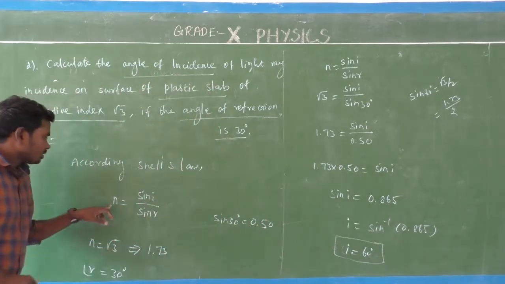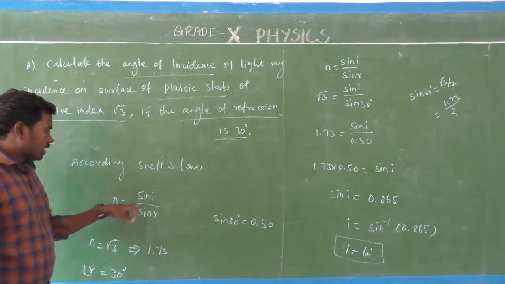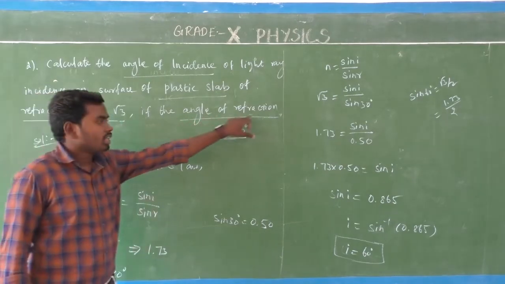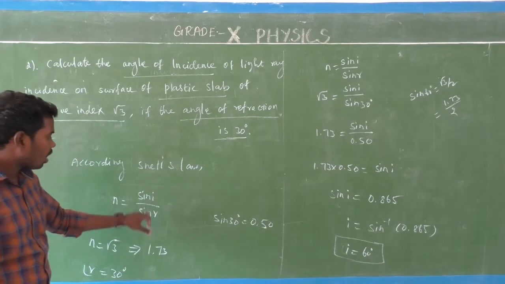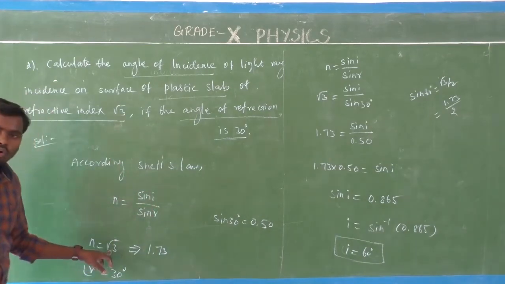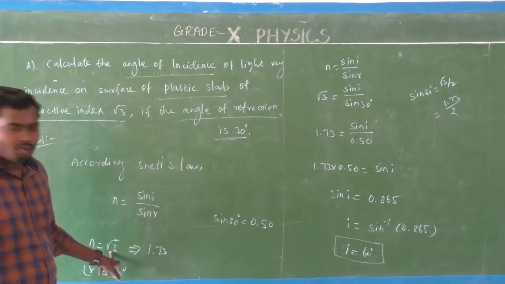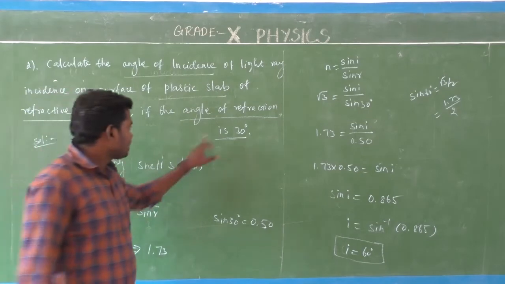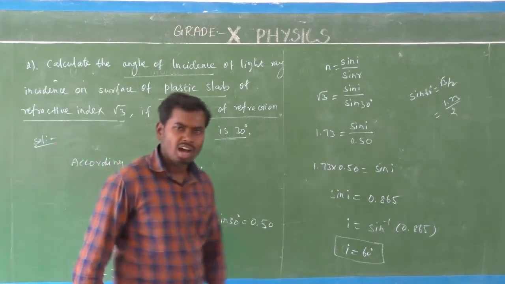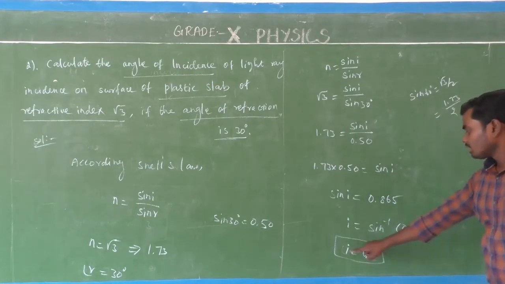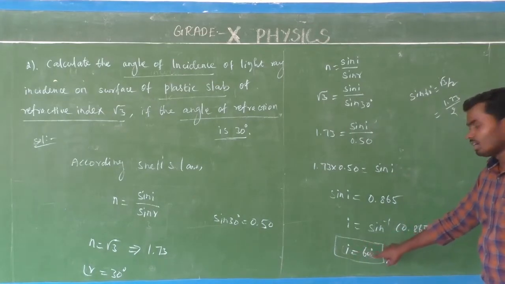Again, students, in this sin i divided by sin r, we know the refractive index value, then we know the angle of refraction. So we need to calculate this angle of incidence. The refractive index value is root 3, which is 1.73. Next, the sin 30 degree value is 0.5. If you divide further, we can get the I value. I value is equal to 60 degree.